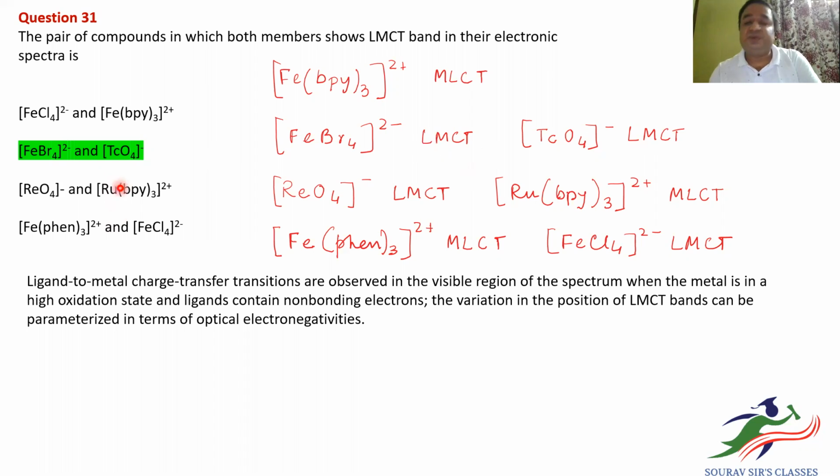But why are these two not? Let's have a look. Rhenium +7, oxygen. Similarly, as we have seen in technetium, this also can show LMCT, but ruthenium bipyridine, just like Fe bipyridine, will have metal to ligand charge transfer. So one is showing and one is not showing. Iron phenanthroline, just like bipyridine, again is going to be a metal to ligand charge transfer complex, whereas FeCl4, as I explained before, will show ligand to metal charge transfer. So the answer here should be 2.